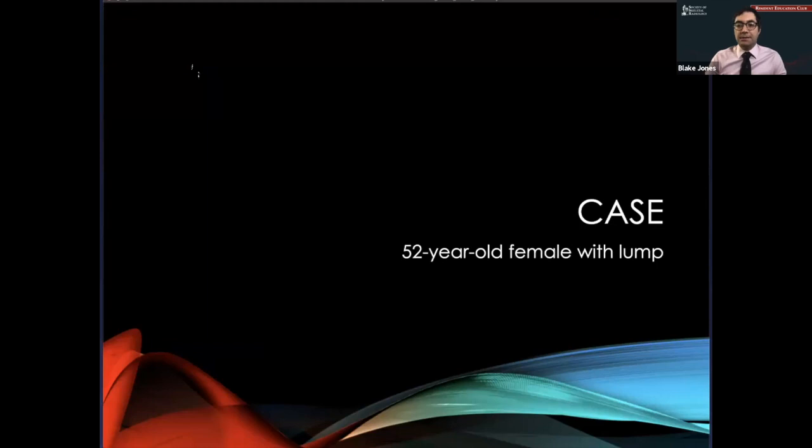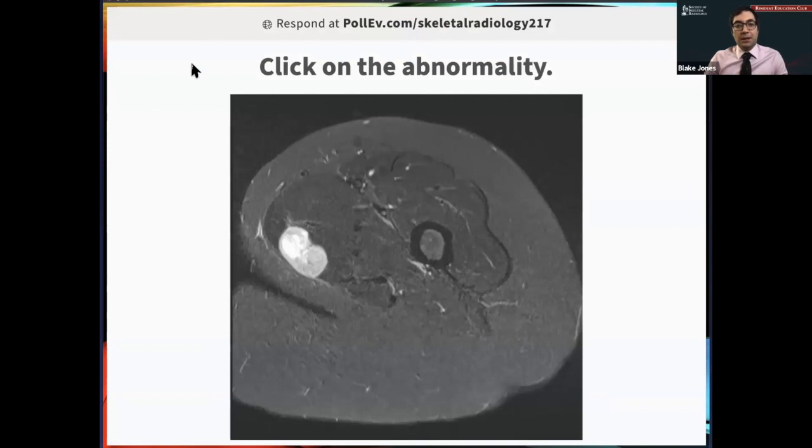All right, so our first case is a 52-year-old female with a lump. Hopefully you can log into Poll Everywhere. The link is up there at the top of the screen. If you go to that link, it lets you click. I see you've got some clicks coming in. If you're not familiar with Poll Everywhere, just go there and then you can answer the questions as we go along. And so I see we're obviously getting a number of little green dots coming down on that mass there.